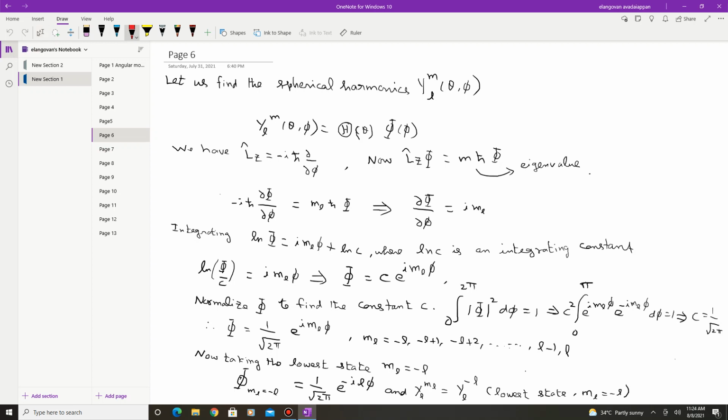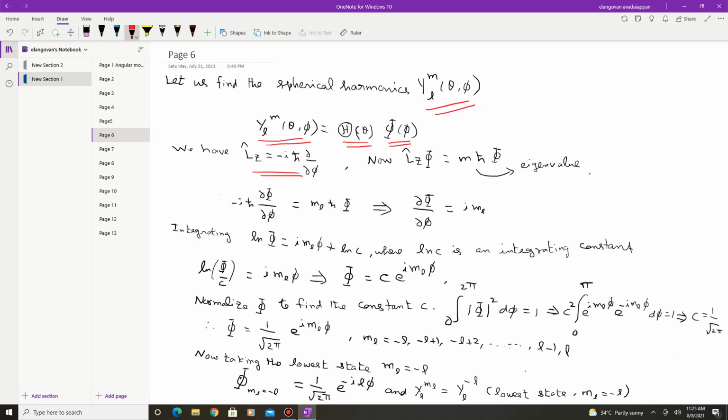Now let us find the spherical harmonics. Our idea in this lecture is to find the spherical harmonics. The spherical harmonic is a wave function, a product of two parts: one is the theta part, another one is the phi part. We have already established the relations for Lx, Ly, Lz, and we take first the Lz operator. Lz in the spherical polar system is minus h cross d by d phi. We have already shown this.